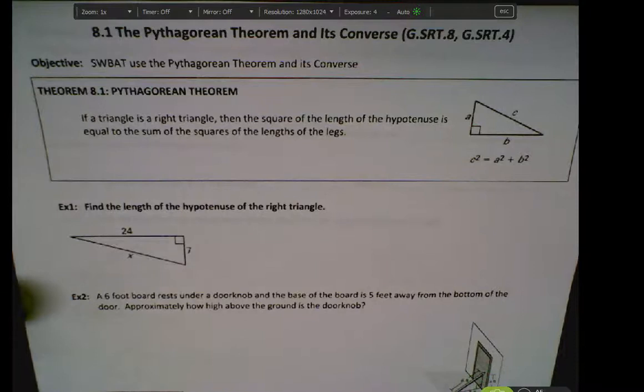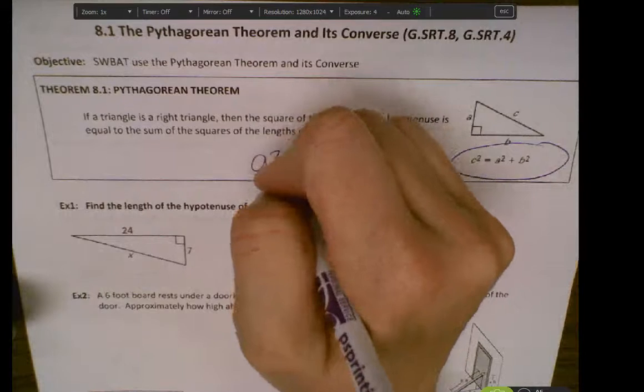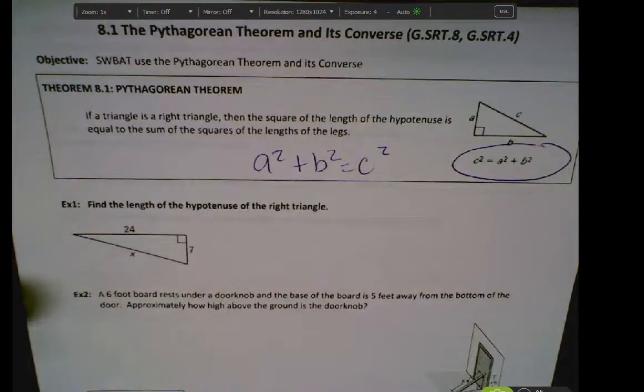So we're going to start with the Pythagorean theorem. We all know what it is already. It deals with a right triangle. The side opposite your right angle is your hypotenuse. The formula is a squared plus b squared equals c squared, which can also be written as c squared equals a squared plus b squared. So either way. We want to find the length of the hypotenuse in a right triangle.